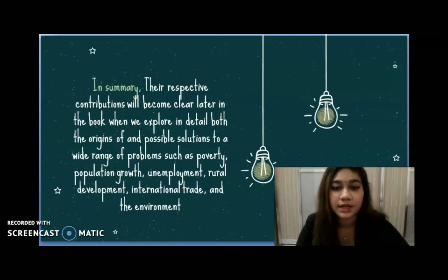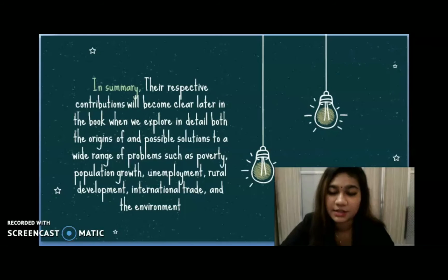In summary, their respective contributions will become clear later in the book when we explore in detail both the origin and possible solutions to a wide range of problems such as poverty, population growth, unemployment, rural development, international trade, and also the environment. That's all from me.